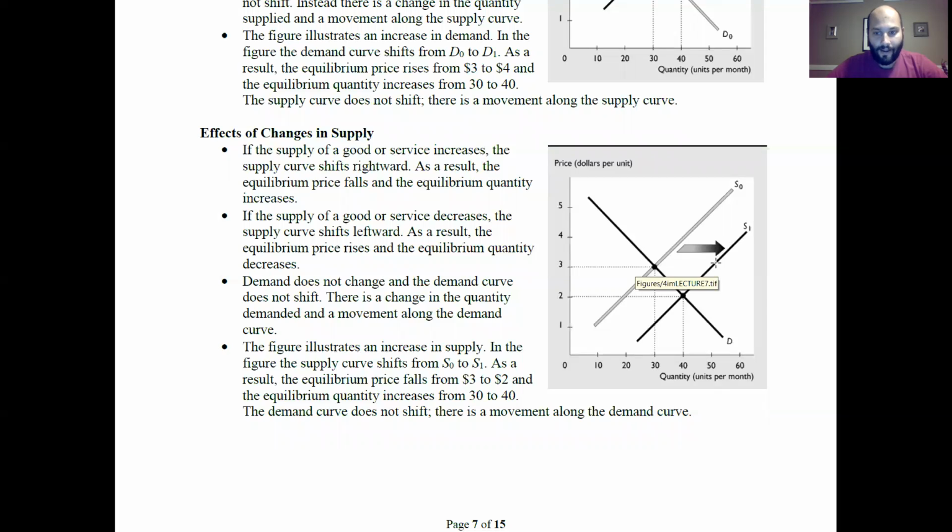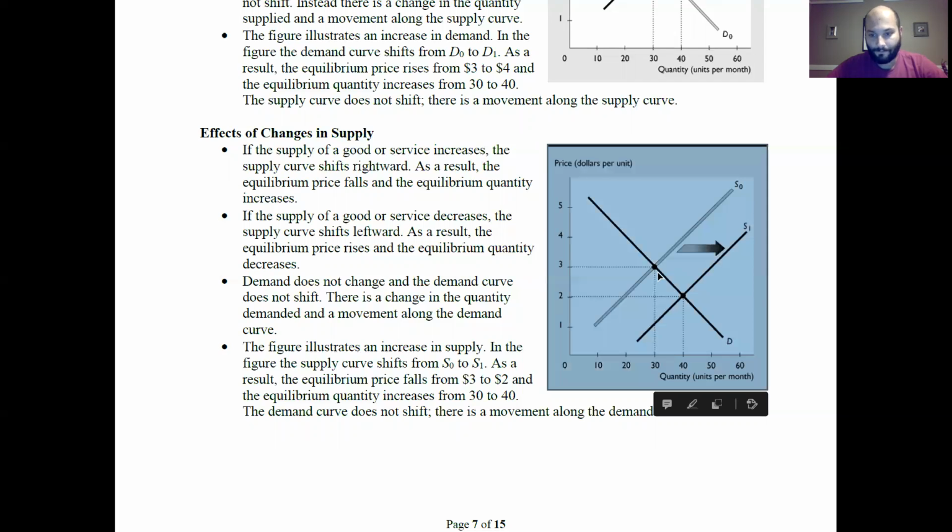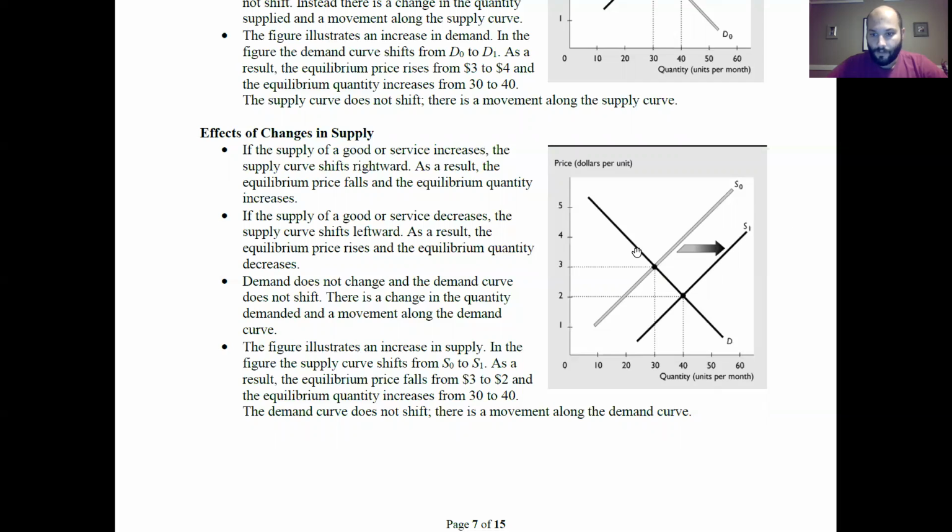They're going to say, hey, no one's really buying our product. We should decrease the price. Price goes down here from 3 to 2. Right, so again, we have this increase in supply. We're not shifting demand. Demand stays the same. We move to a new point along the demand curve, which is right here.